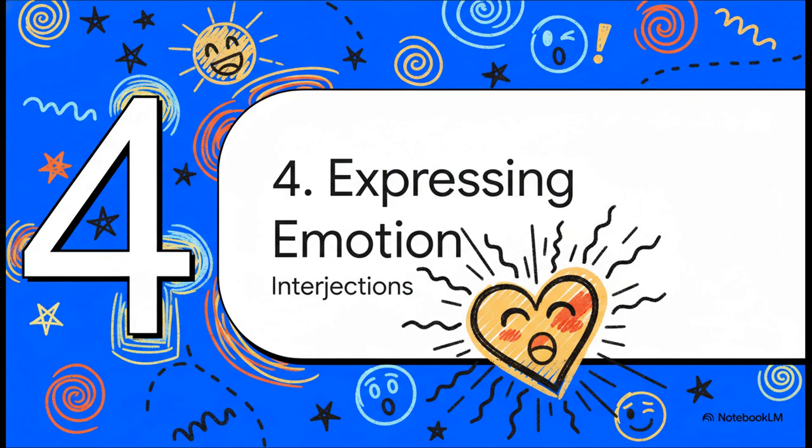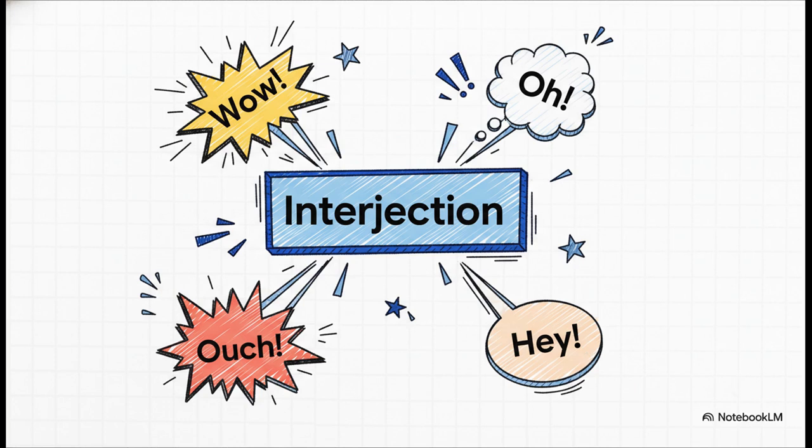We are almost there. We've got our subjects, our actions, our descriptions, and our connectors. So, what could possibly be left? The spice, the personality. Our final category is all about adding a little burst of feeling. And that brings us to the interjection. These are short, super expressive words that often just stand on their own, totally separate from the sentence's main grammar. They're just bursts of emotion.